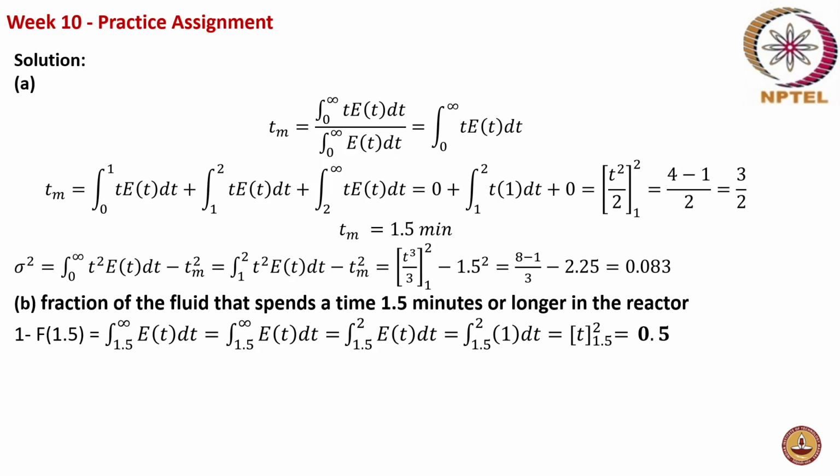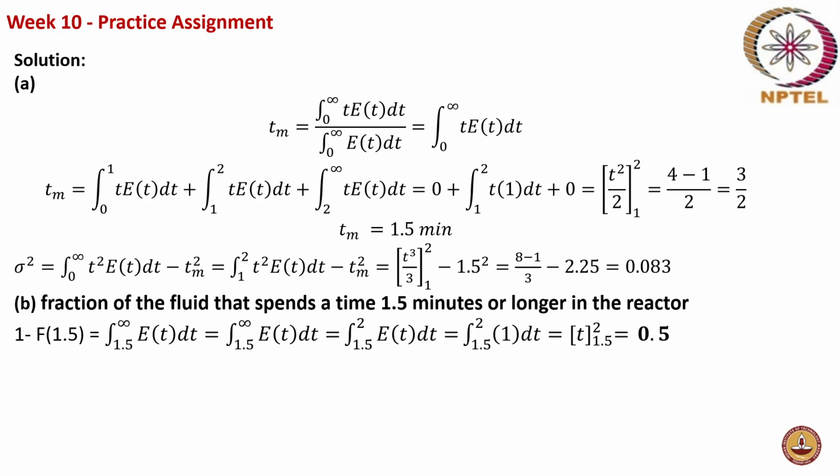Here again, we have to split the integral because we have been given E of t in three ranges. The first range of 0 to 1 does not come into the picture at all, because we have to find the fraction that spends 1.5 minutes or longer. That means you will have the range of integral 1.5 to infinity E of t dt. That is nothing but integral 1.5 to 2 E of t dt plus integral 2 to infinity E of t dt. Integral 2 to infinity E of t dt is 0, so what we are left with is integral 1.5 to 2 E of t dt.